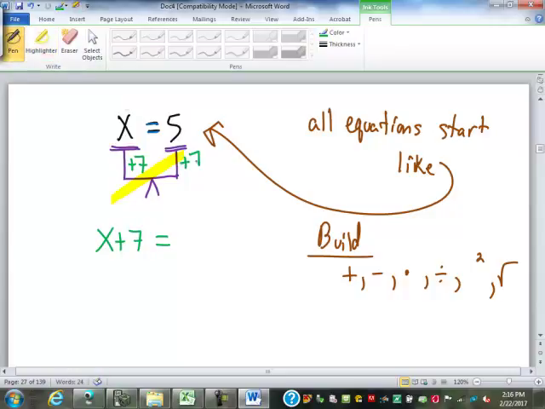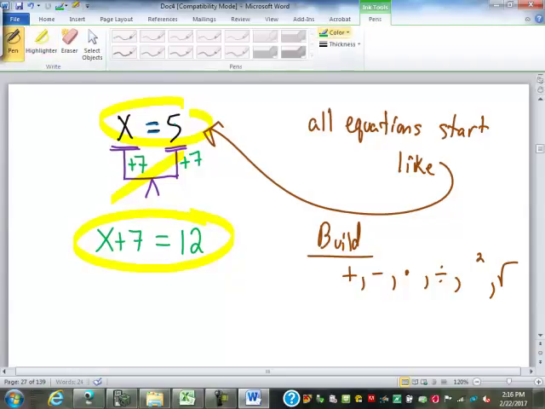Unless we add 7 to the other side. We have to do exactly the same thing to the other side, or the scale is going to get off balance. So 5 plus 7 is 12. So what we have here is exactly the same equation as what we had up there. They're exactly the same. We've just built pieces onto them. We've made it more complex.